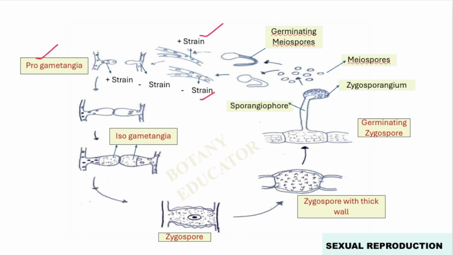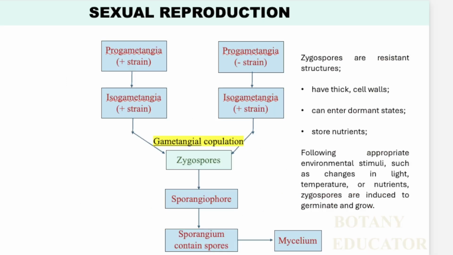Two types of hyphae are formed. These hyphae form progametangia. These bulge out and form two structures. This is called progametangia, right? And these progametangia come closer and form a structure that's called isogametangia, right? And these isogametangia contain nuclei. This one contains male nuclei, and the other one contains female nuclei, right? These two types of nuclei now fuse, and this forms a zygospore, right?